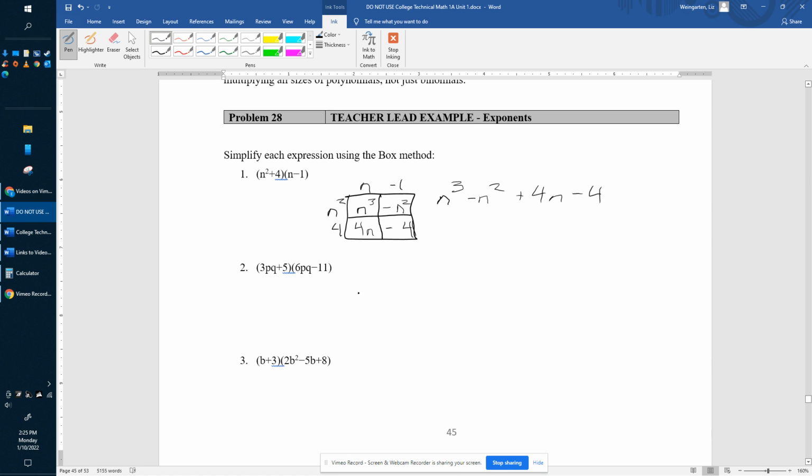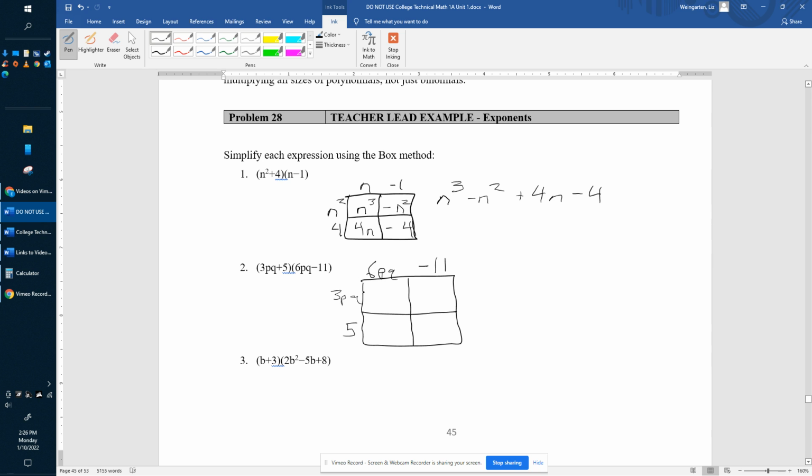So let's look at number 2. Again, we're going to draw a box. I'm going to draw a bigger box this time because we have more variables. However, it's still only going to have 4 squares in it. Now, down this side, I am going to have my first binomial, which is 3pq and 5. On the top, I have 6pq and negative 11, because that's a minus.